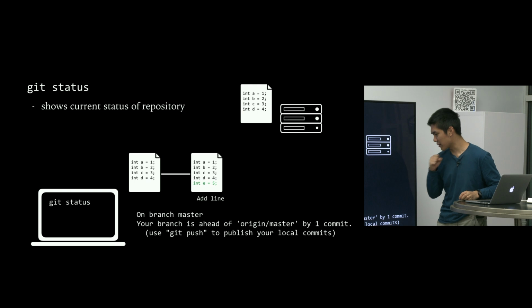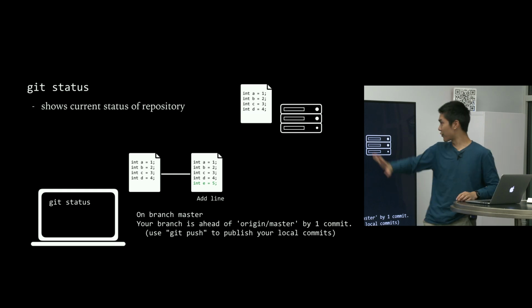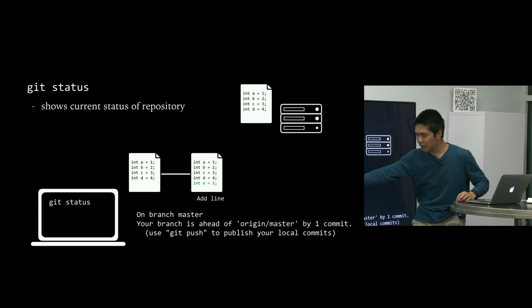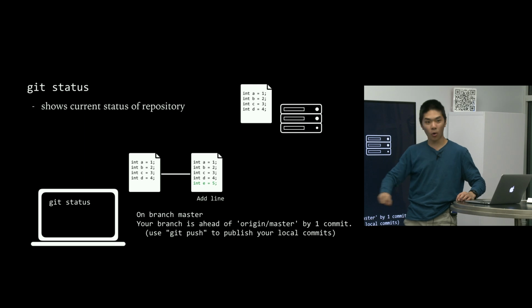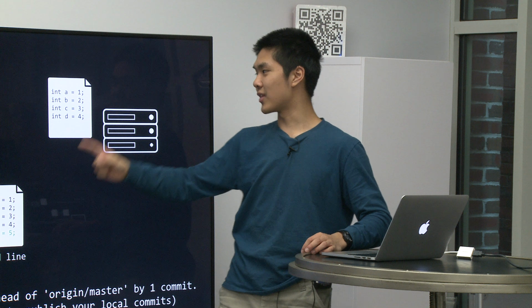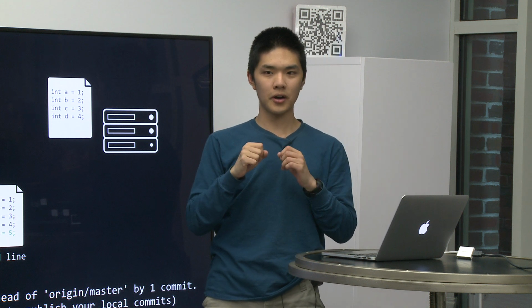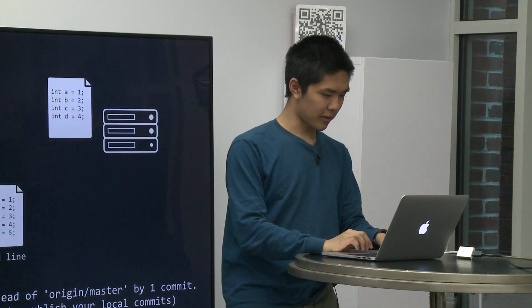And the second line here says, your branch is ahead of origin master by 1 commit, which is just a fancy way of saying that the version up here on the server is 1 commit or 1 version ahead of that version. So we've saved one change that the server up on GitHub doesn't yet know about. Clear so far? OK.